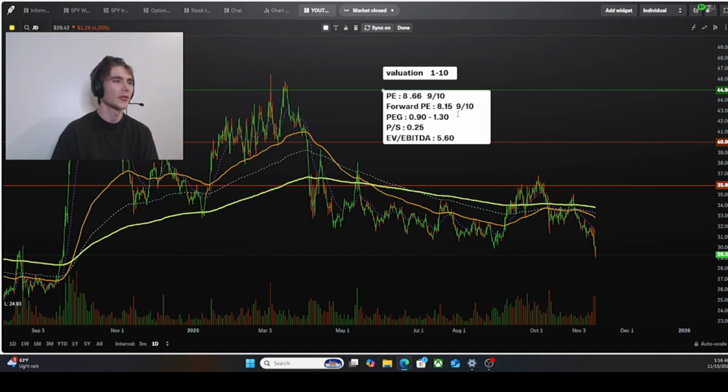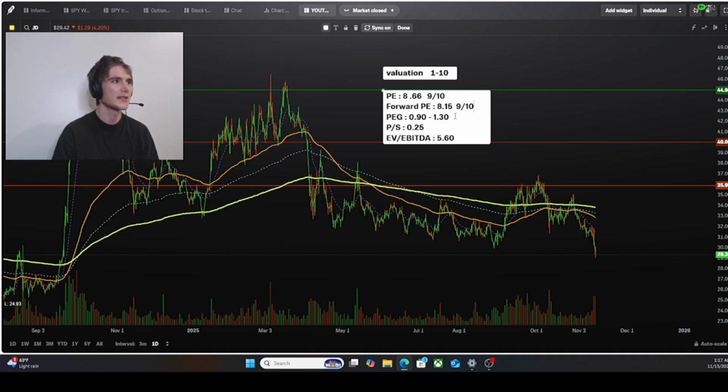Now we are going to be looking at one that a lot of people actually miss or jump over, and that is going to be PEG, price to earnings to growth. And JD's PEG range is between 0.90 to 1.30 depending on what metrics and data you're using. And under 1 is undervalued, around 1 is pretty fair.